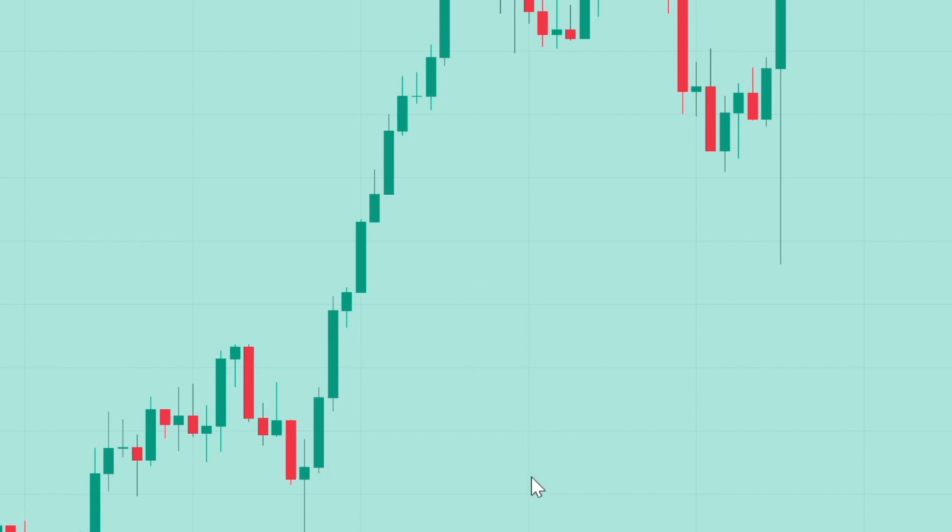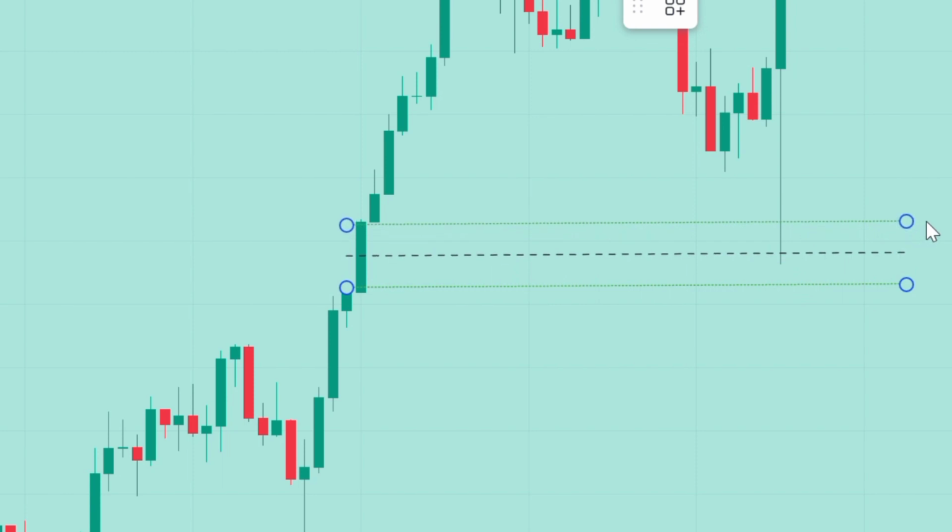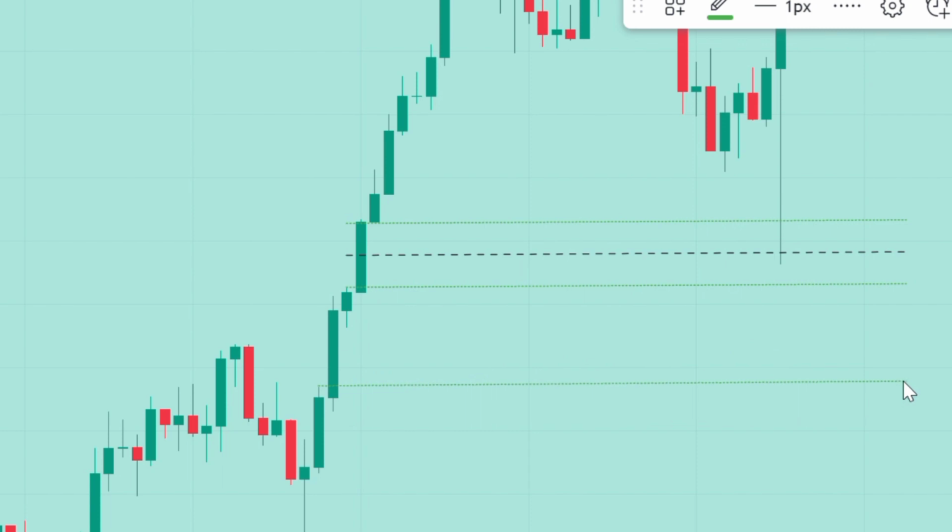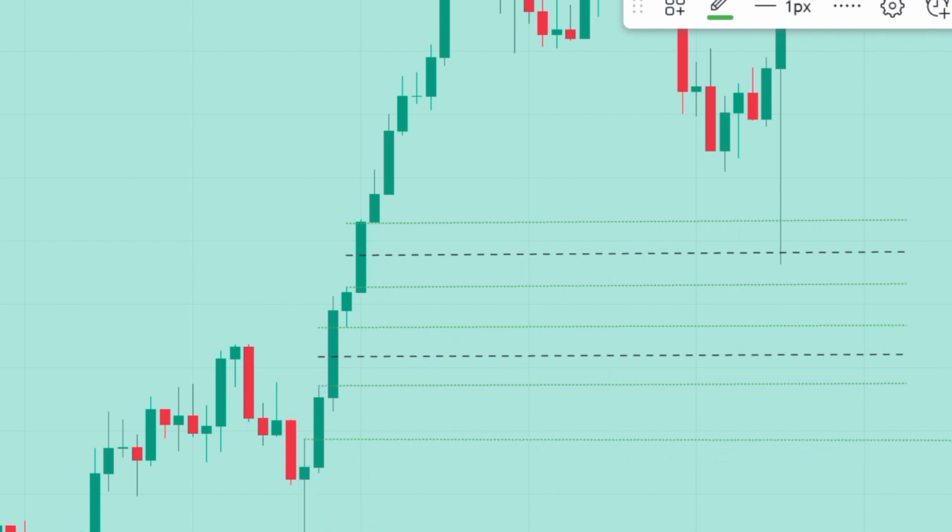So over here we have another example of a fair value gap. You can see this is an example of a fair value gap. This is also an example of a fair value gap over here. We also have another example of a fair value gap over here.